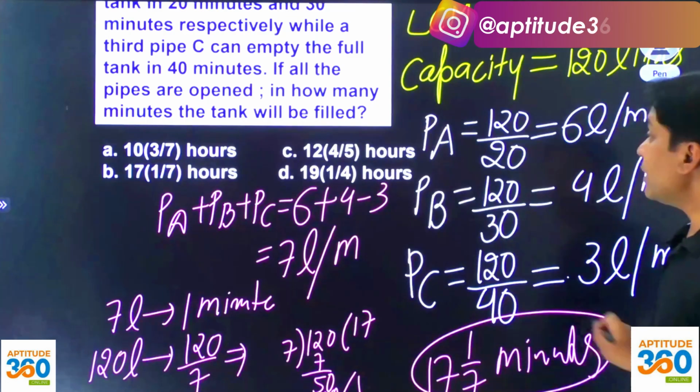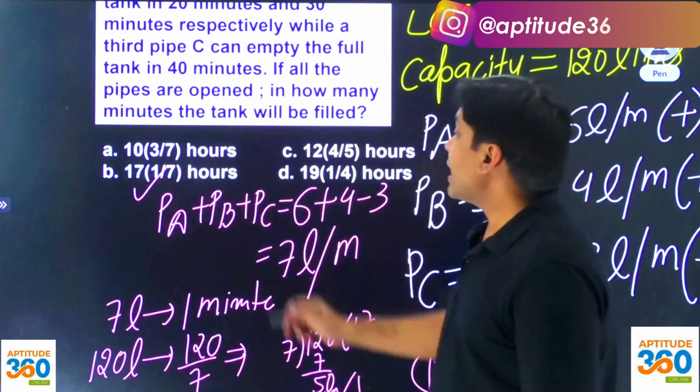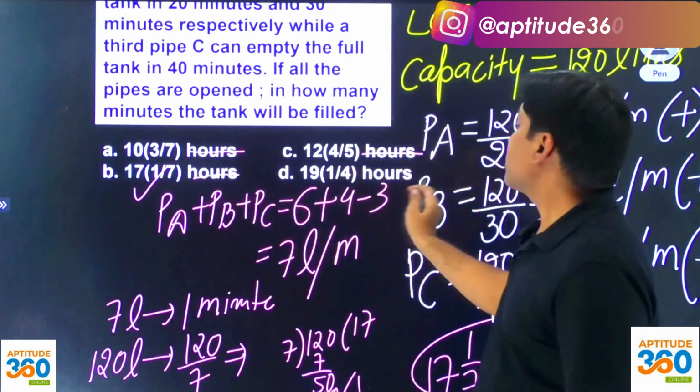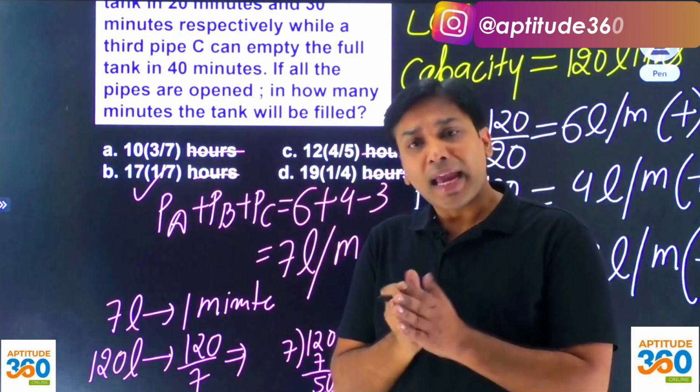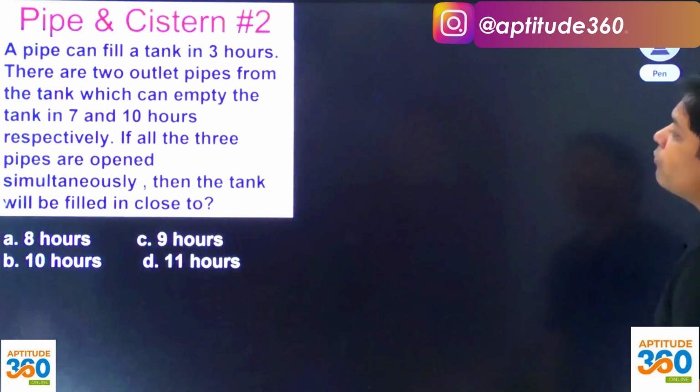What is the answer out here? The answer is 17 1 by 7. It has to be minutes, not hours. Not hours. It has to be minutes. है ना ये simple problem? अगर आपको ये समझ में आता है तो let us move ahead and try to solve this problem.